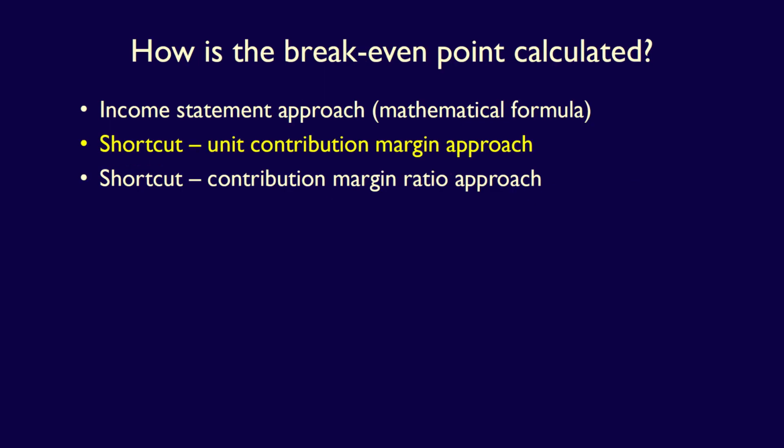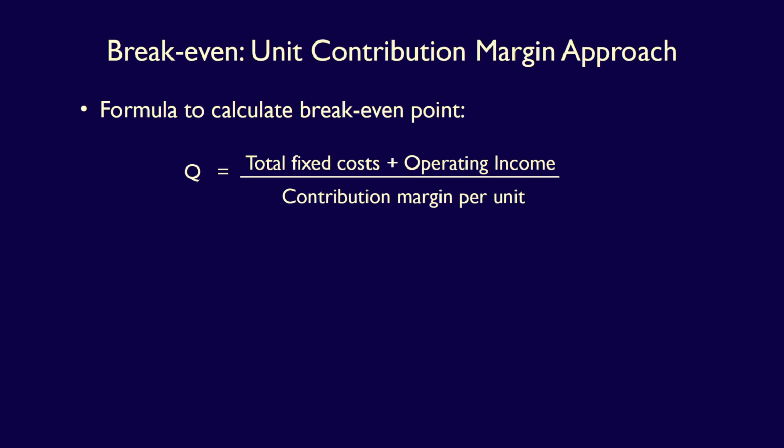Let's move on to the first shortcut method, the unit contribution margin approach. The formula for this approach is as follows. Q, meaning the quantity in units, is equal to the total fixed costs plus operating income divided by the contribution margin per unit. It's extremely important that we recognize that the denominator in the contribution margin approach is the per unit contribution margin and not the total contribution margin for the company.